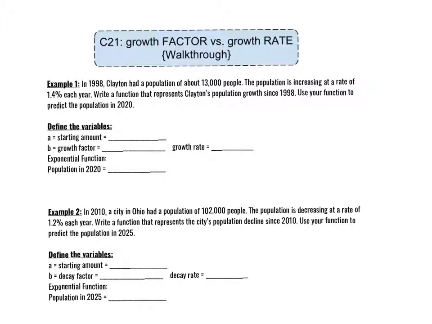Okay, so we know this is increasing at a rate of 1.4% each year. So the way this is set up and the way this is worded, it should tell us that this is an exponential function. So we are going to use this template, this parent function. In 1998, Clayton had a population of about 13,000 people. So that is our a. That is our starting population. Our starting amount is 13,000.